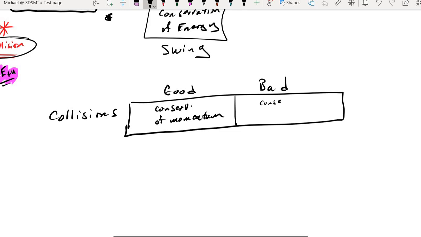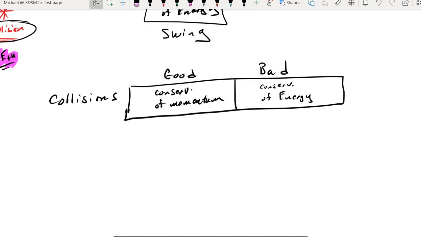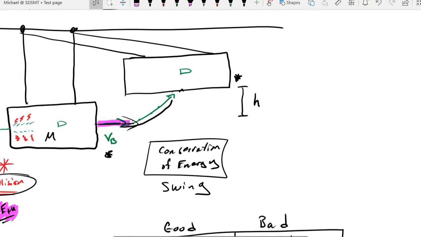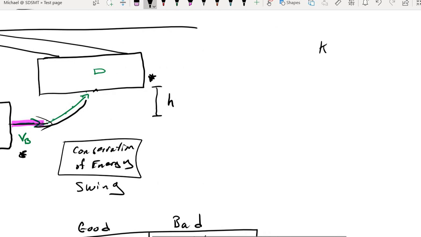But conservation of energy is bad because we don't really have the math necessary to keep track of all the different forms of energy, and it's probably not going to be just heat. If you think about collisions, we already have kinetic energy, potential energy, and heat energy. But are there other types of energy? Are there other forms of energy that could occur in a given system?